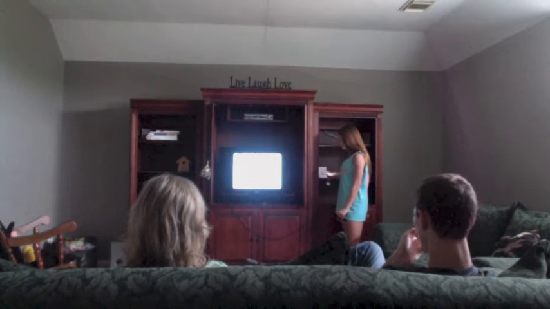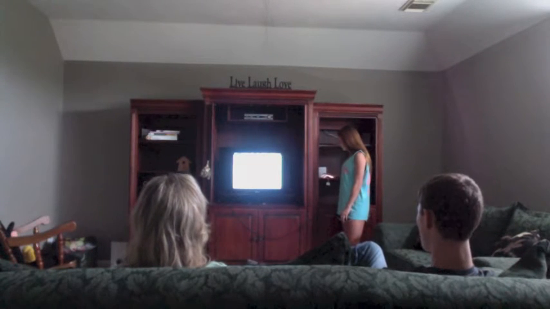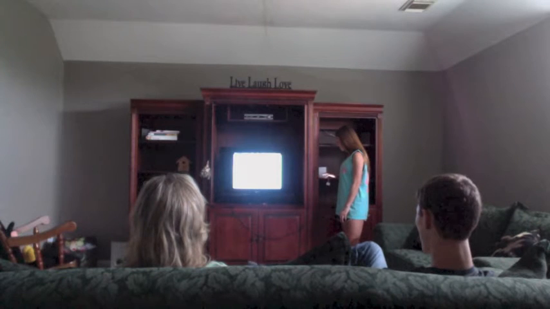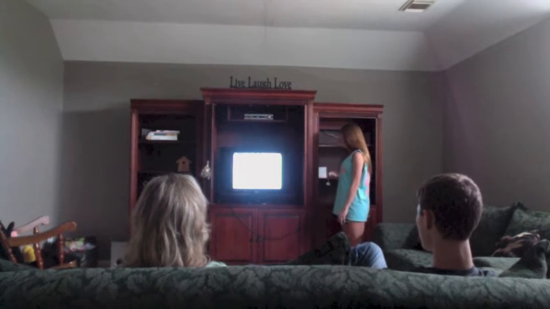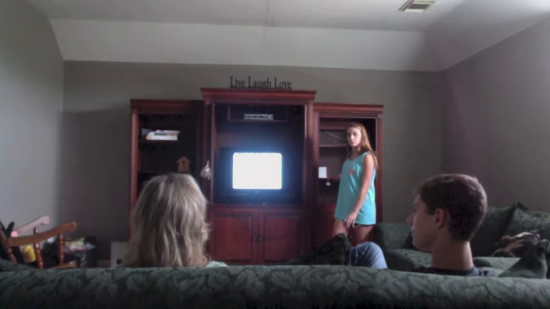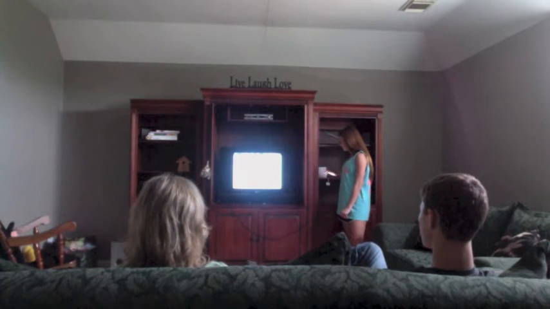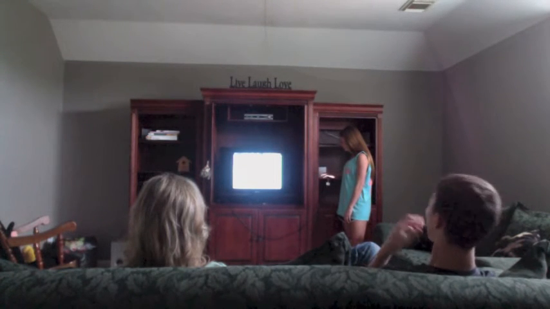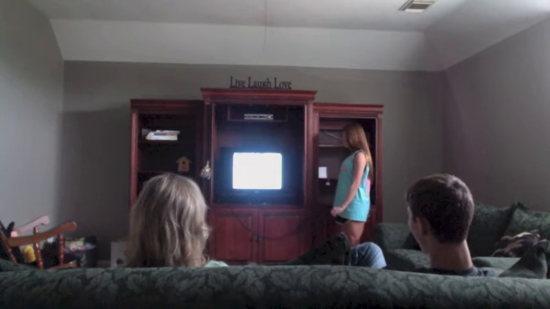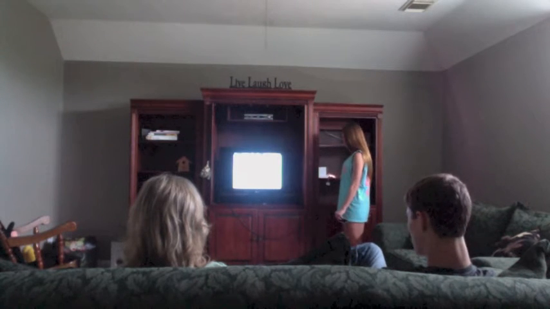Okay. Now, let's see. Who could tell me what this fraction would be? What would that fraction be? 1 over 2. Good job. Let's see. What about... What would that fraction be? 1 over 3. 1 over 3. That's right.